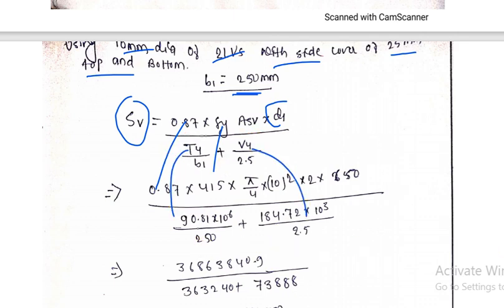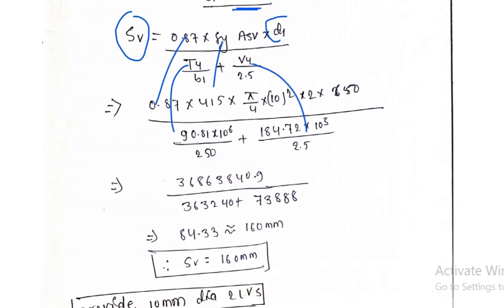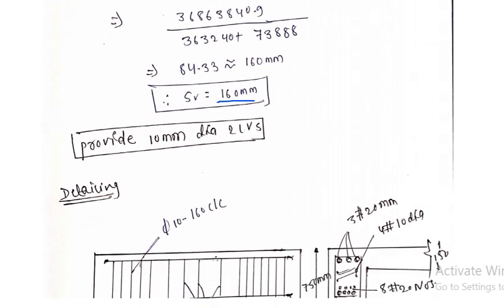After doing all these things we will get 84.9. By rounding it off, as it is very small, we have taken it as 160 mm. So my dear friends, we will provide stirrups at a distance of 160 mm at or near the supports, and at the mid of the span we will provide them at 300 mm center to center. So hope you understand this one.